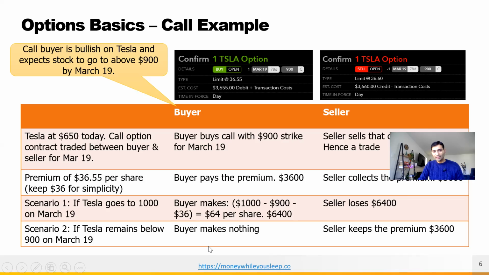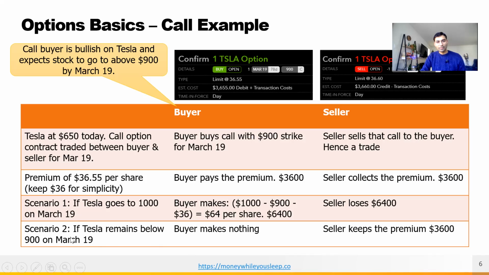And given that this bet never got executed, nothing happened, this bet has not been won by the buyer, the seller is going to keep that premium of $3,600. This is an example of, for example, we buy a car insurance of 6 months, and if for 6 months nothing happens to our car, Geico is going to keep our premium, right? There is no transaction which is happening. Everybody just goes home and we save.